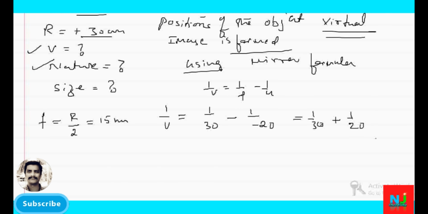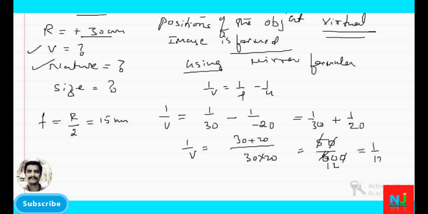So 1 by v is equal to, take the LCM, 30 into 20. So 30 plus 20, it is equal to 50 by 600. 50 by 600, zero and zero cancel, 5 ones are 5, 5 twelves are 60. So it is equal to 1 by 12. Take the reciprocal directly. v is equal to how much? 12 centimeter. So 1 by v is equal to 1 by 12 centimeter, then v is 12 centimeter.